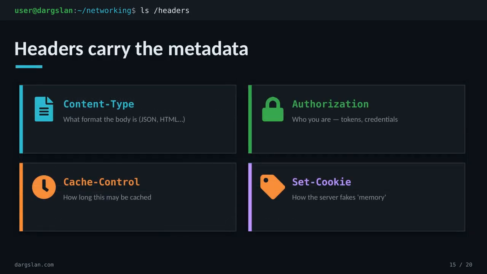Speaking of cookies and tokens, they live inside headers, the small pieces of metadata that travel alongside every request and response. Content-Type tells the other side what format the body is in, whether that's JSON, HTML, or something else. Authorization carries who you are, usually a token or credentials. Cache-Control hints how long this response can be reused, and Set-Cookie is exactly how the server bolts that fake memory onto a stateless protocol.